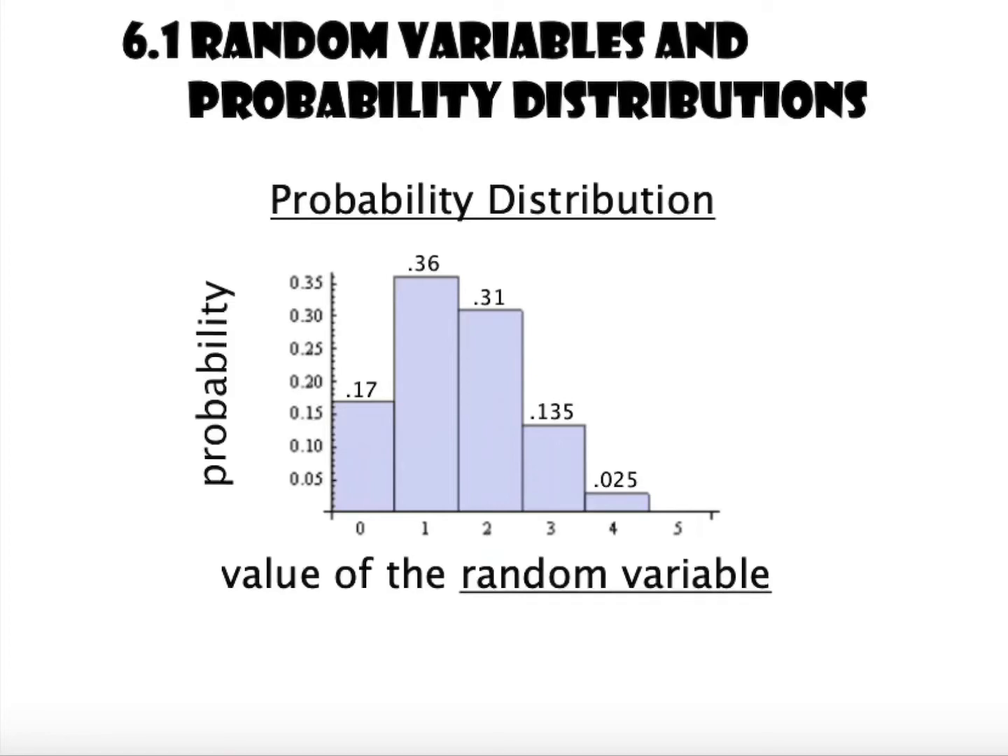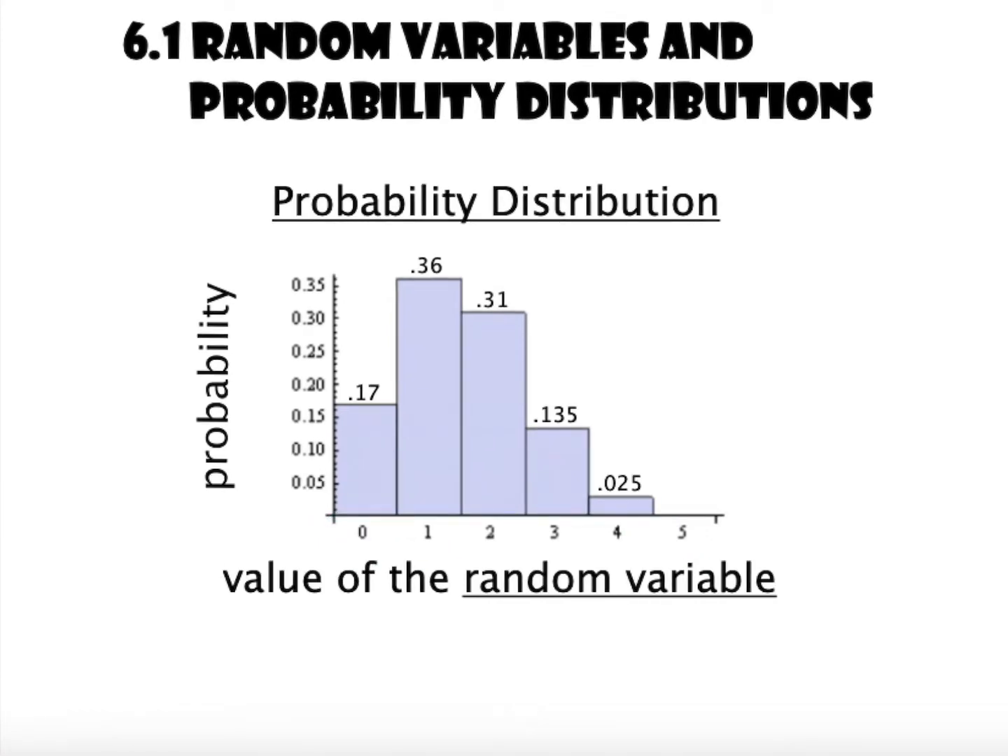6.1 Random Variables and Probability Distributions. The random variable is just the thing that we're trying to find the probability of. The probability that the answer is this number. So this probability distribution graph would show us the actual probability of each x, each value of the random variable in the sample space. So I could tell you what the probability of getting a 3 would be. It tells me the probability is 0.135. So this is just a display that tells me what the probability of each value is.